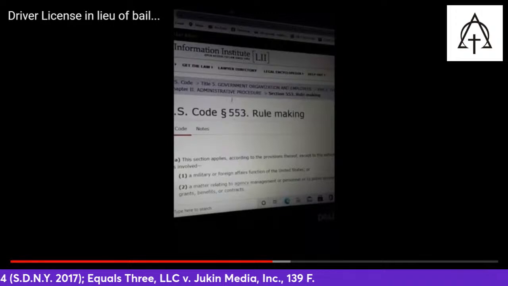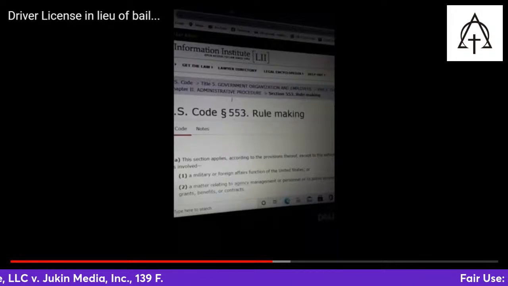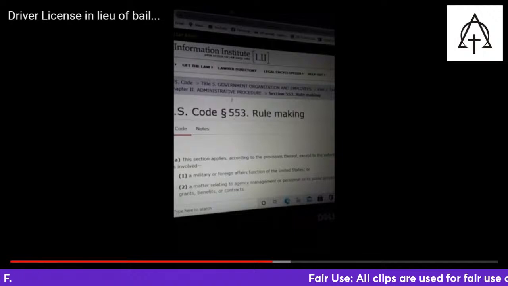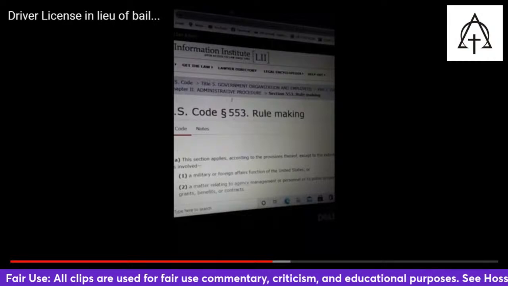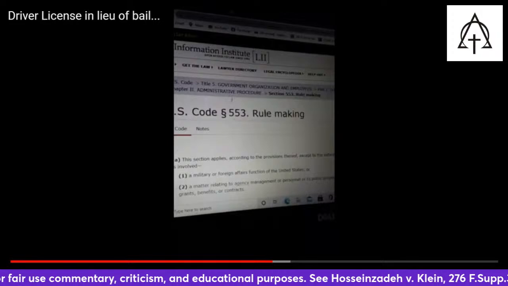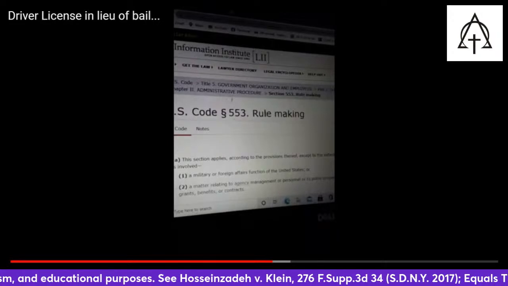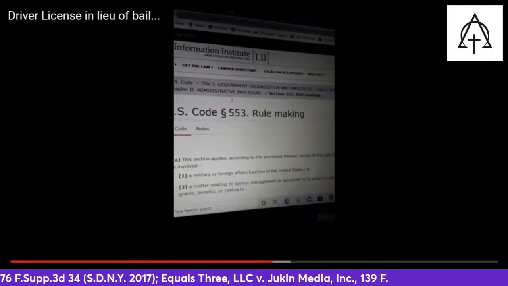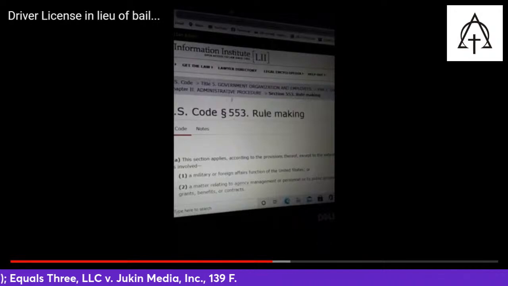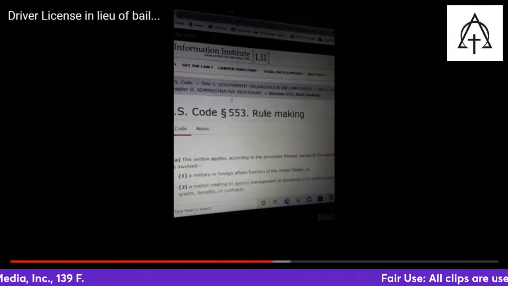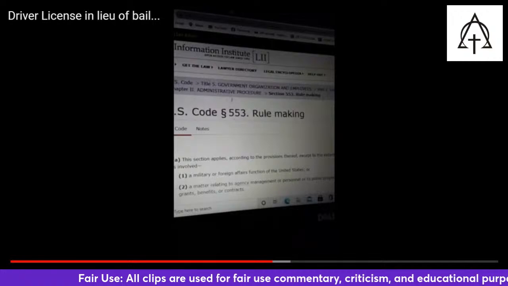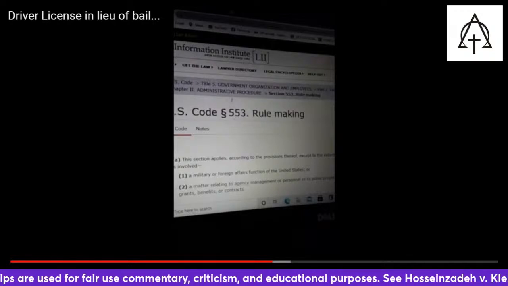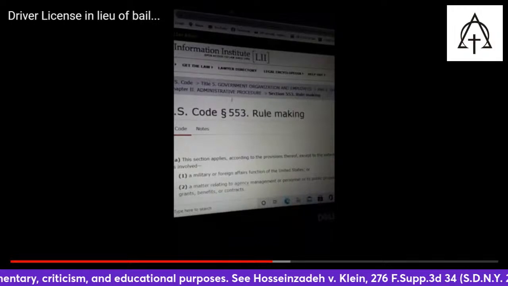A matter relating to agency management or personnel, which is 5 U.S.C. 551A, individual records maintained on individuals, employees as personnel, and that's a federal code saying that you are implied to be a federal, state, or municipal officer or agent whose resident presence is deemed necessary when that never occurred. It is an impossibility. Or relating to public property, grants, benefits, or contracts, not private. Not private property, private grants, private benefits, or private contracts. It must be public to be of the same kind.